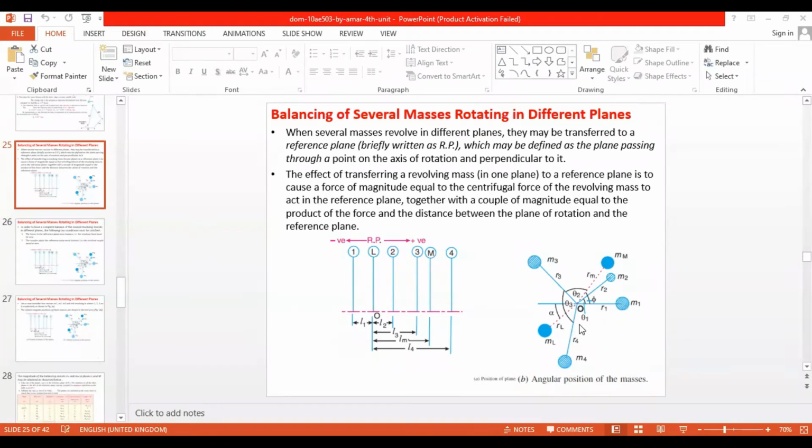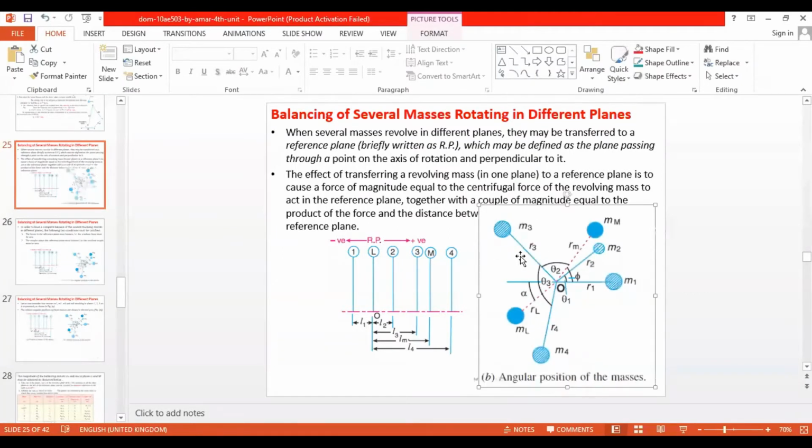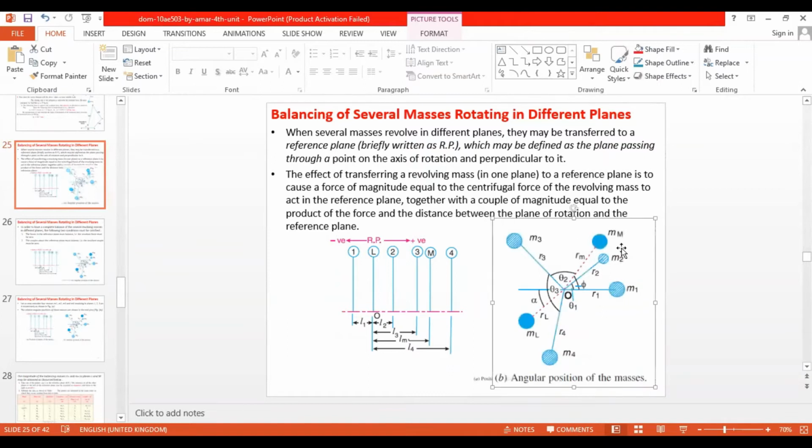Now we will see how that works. Here is a picture. We have a number of masses rotating at different distances, r3, r2, rm, r1, r4, with different masses, and also certain angles. These angles are theta 1, theta 2, theta 3, and phi is also there. Theta 1, theta 2, theta 3 can be of one plane, but phi is of a different plane. That's why it's mentioned as different planes, all right?